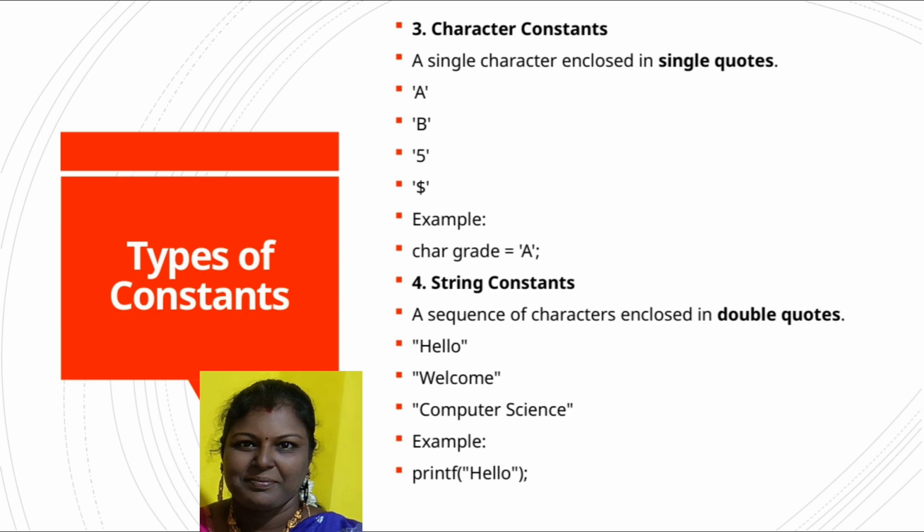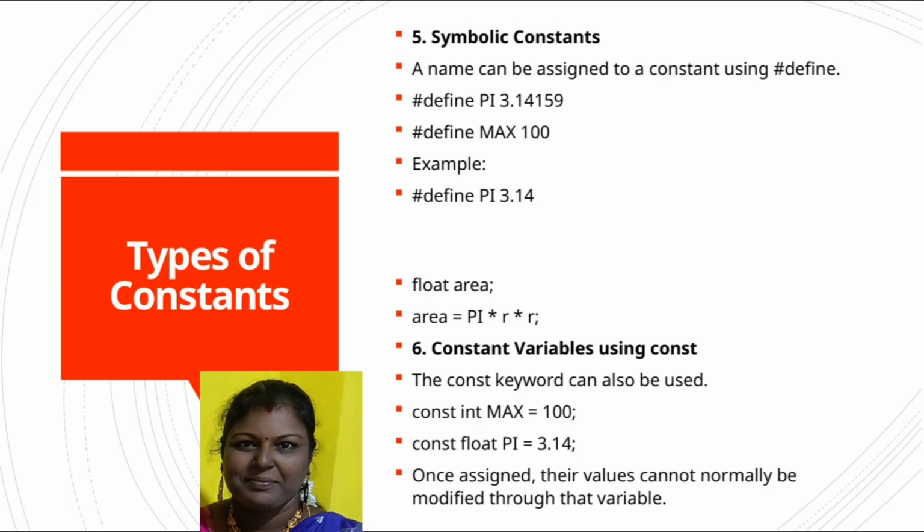Now let's talk about symbolic constants, a way to give meaningful names to fixed values in our code. Using #define, we can assign a name to a constant, like PI or MAX, so the number itself doesn't clutter our logic. For example, defining PI as 3.14 lets us write clearer expressions, like calculating an area. Another approach is using the const keyword, which creates constant variables whose values can't be changed once set. Both methods help keep our code readable and reliable.